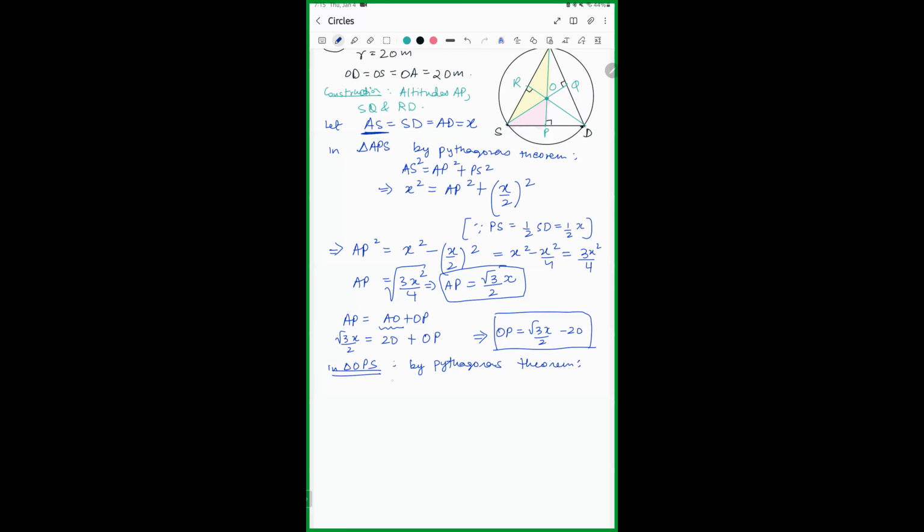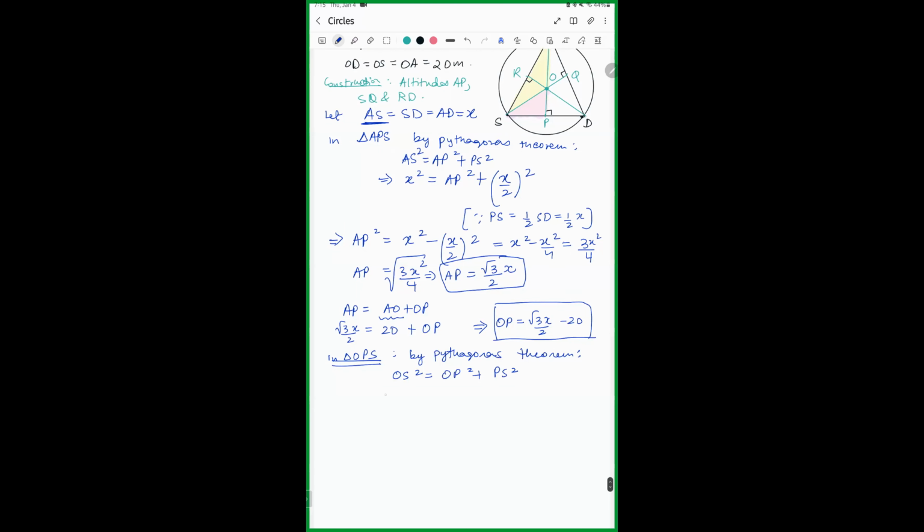what is it going to be? It's going to be OS squared is equal to OP squared plus PS squared. So now OS squared. OS is how much? It is the radius. OS is the radius. So it is equal to 20. So 20 squared is equal to OP. Acha, OP we already have gotten this particular value of OP, root 3x by 2 minus 20 whole squared plus PS squared. PS squared we don't know. Do we? Oh, we do know PS. PS is this, right? PS is half of x or x by 2. So x by 2 whole squared.